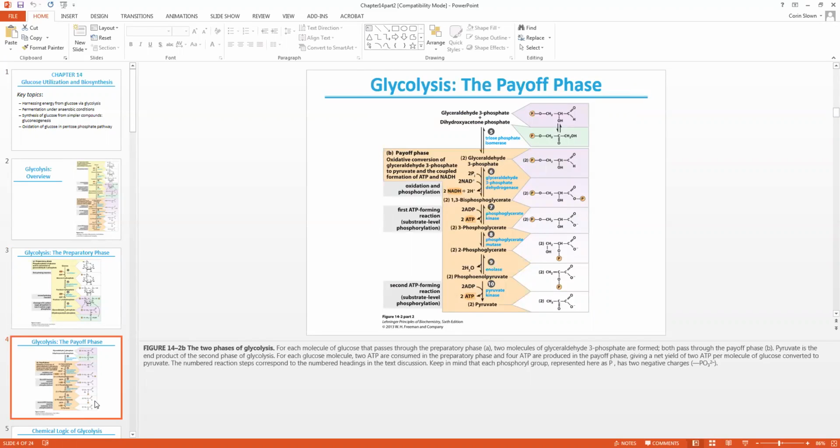We then do an oxidation reduction reaction to generate 1,3-bisphosphoglycerate. Then from there, we're going to take a look at a phosphorylation, another isomerization, the formation of an enol, and then generating pyruvate from phosphoenolpyruvate. So that's going to be where we're going today.